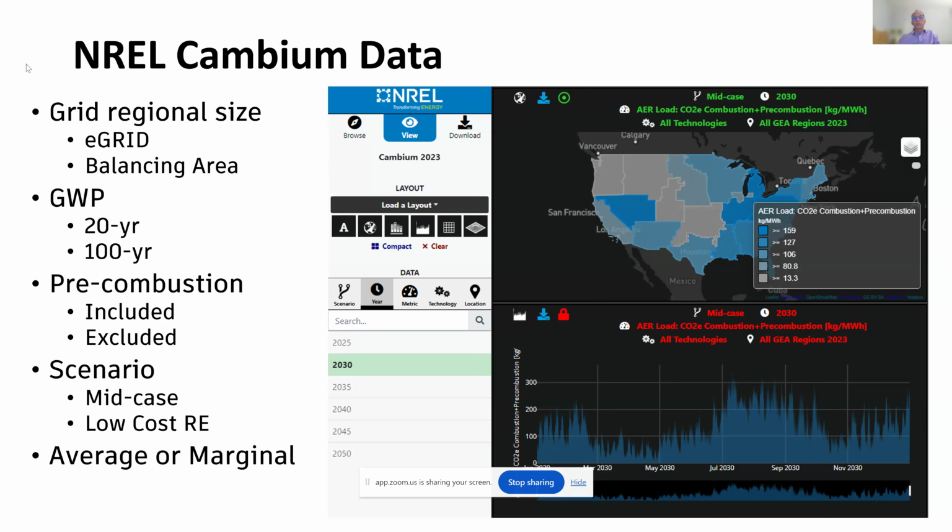And then you have to look at different economic scenarios. And most of us are looking at the mid case and the low cost renewable energy scenarios. But these are economic forecasts that are used in these projections over the next 27 years. And then you have to choose whether you want average hourly factors or marginal short-term or long-term factors for your comparison and analyses.